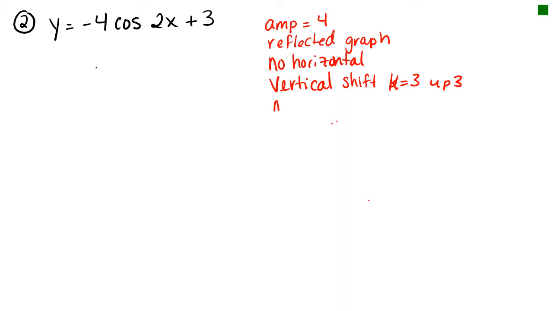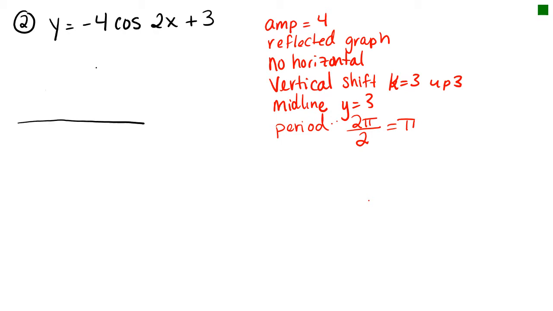So our midline is Y equals 3. Oh, our period. We forgot about that. All right. The period is 2 pi over 2, which again is pi. Oh, that makes life a little bit easier because we already know those points. All right. We're going to do one positive period.